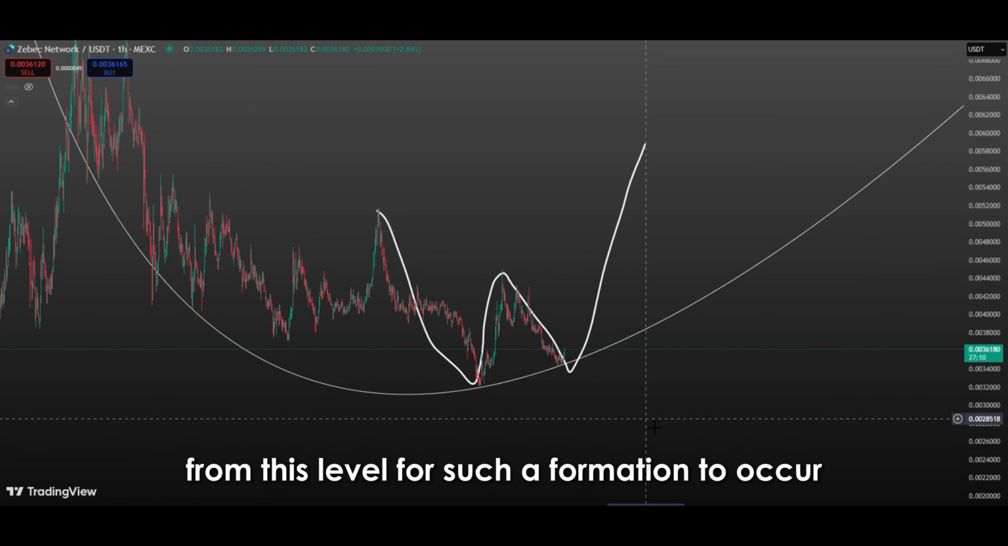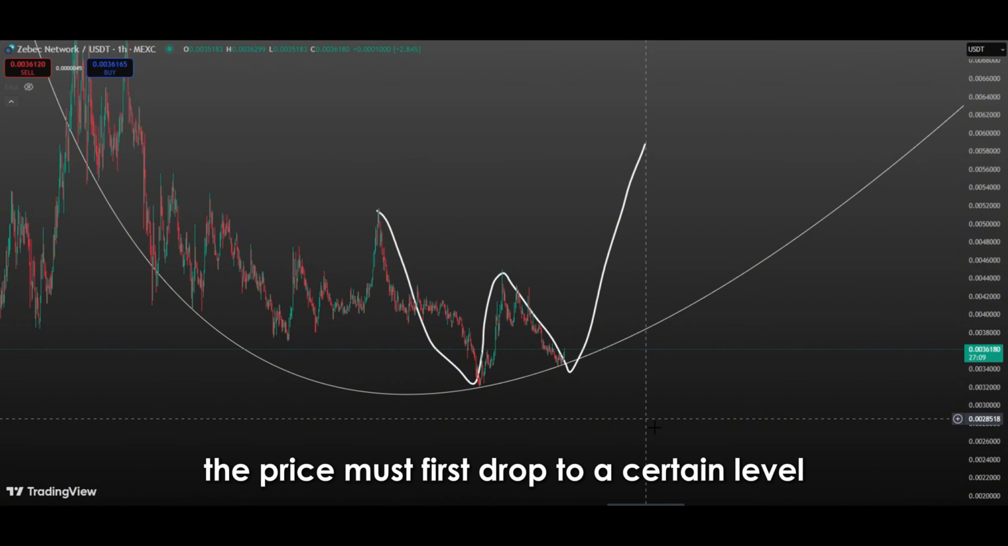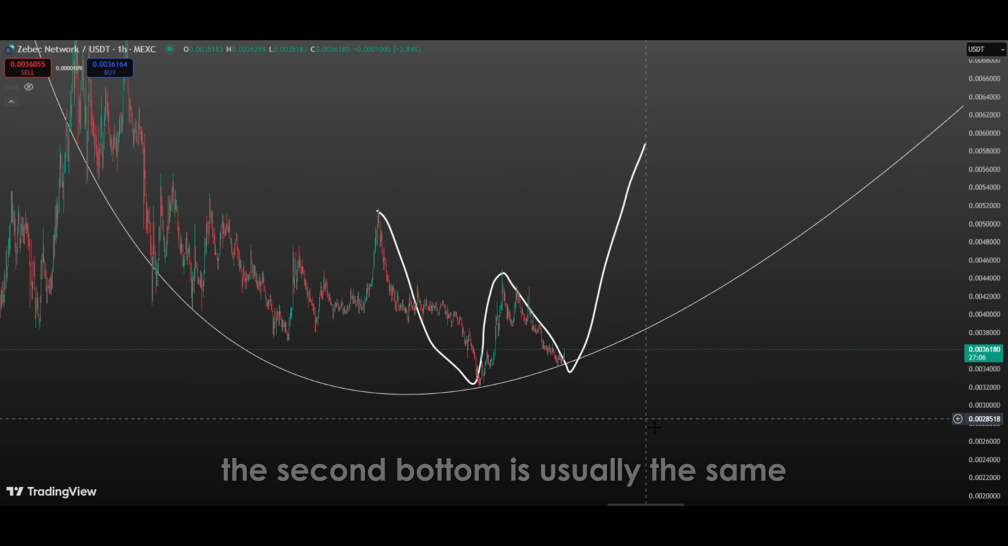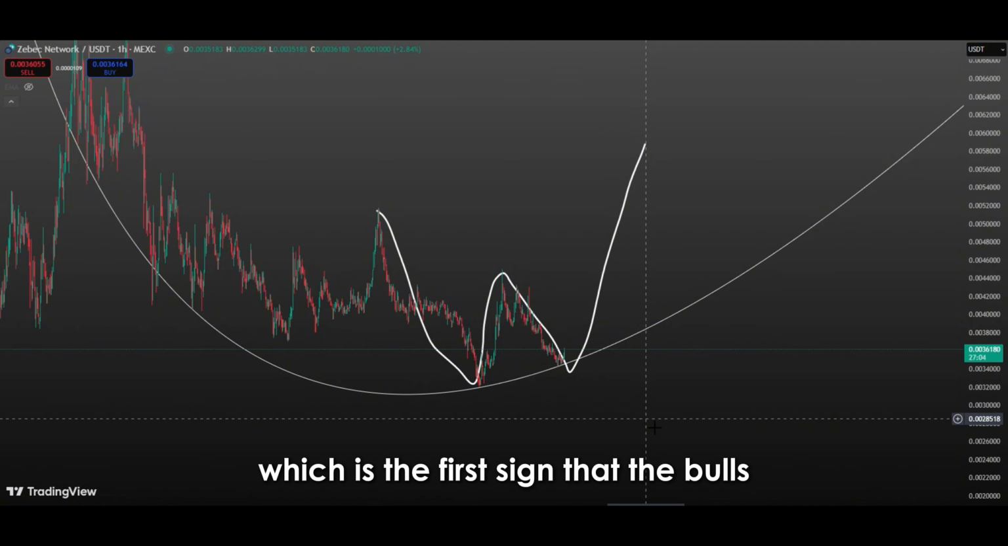For such a formation to occur, the price must first drop to a certain level, then recover slightly, and then fall again to reach a point close to the previous low. The second bottom is usually the same or slightly higher than the first, which is the first sign that the bulls are slowly re-entering the market.